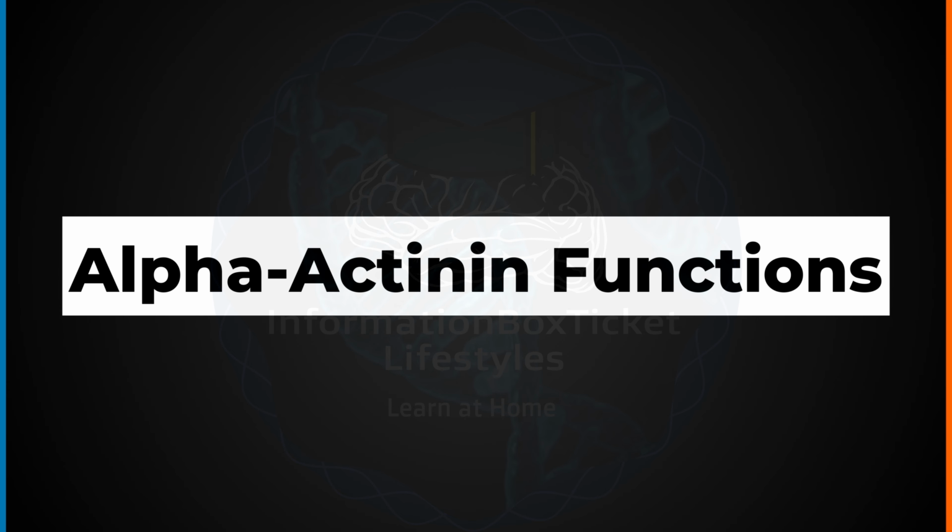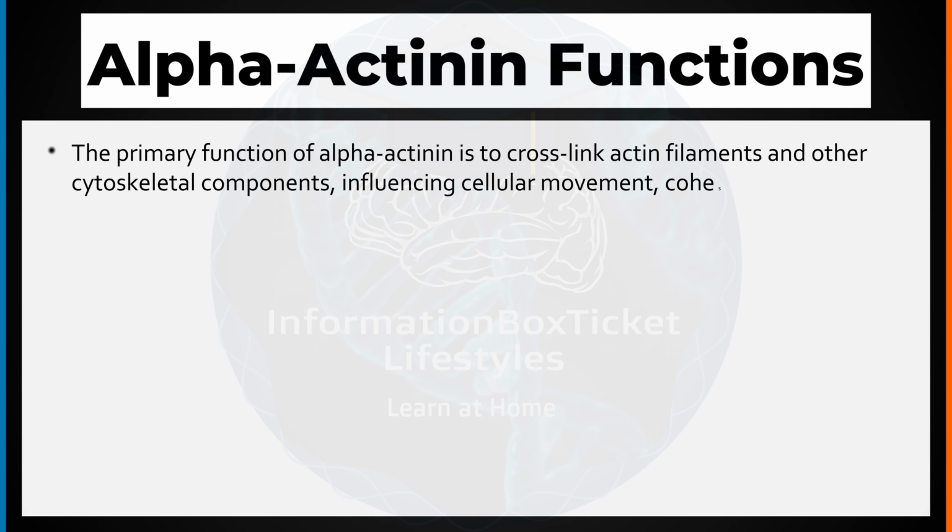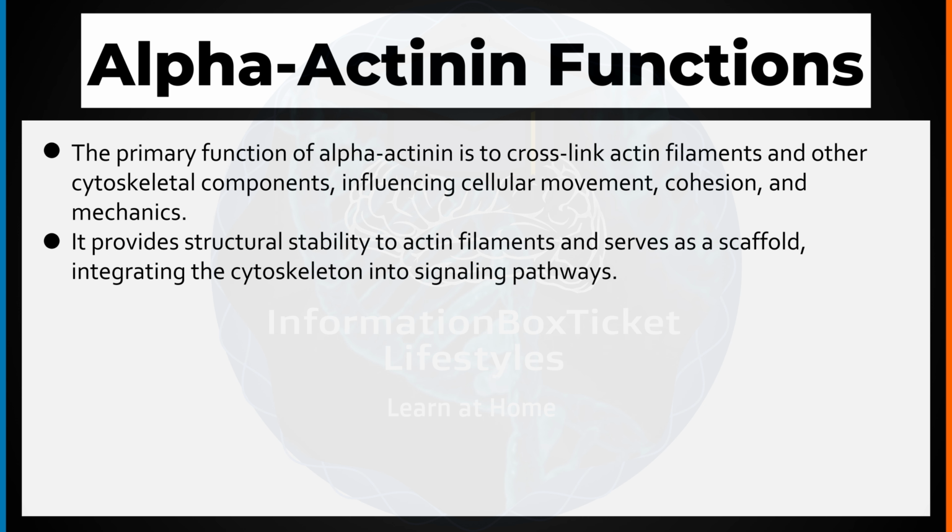Alpha-actinin functions. The primary function of alpha-actinin is to cross-link actin filaments and other cytoskeletal components, influencing cellular movement, cohesion, and mechanics. It provides structural stability to actin filaments and serves as a scaffold, integrating the cytoskeleton into signaling pathways.